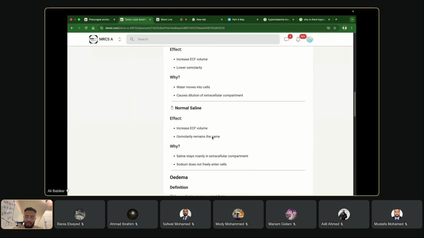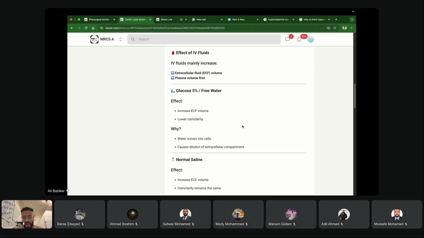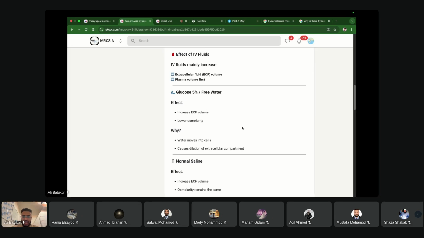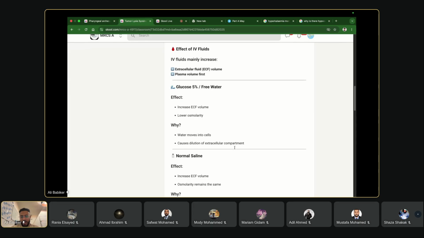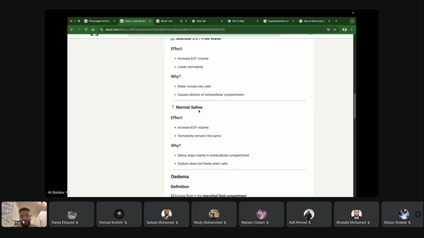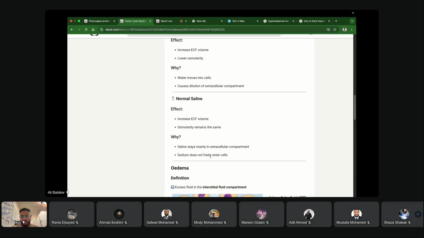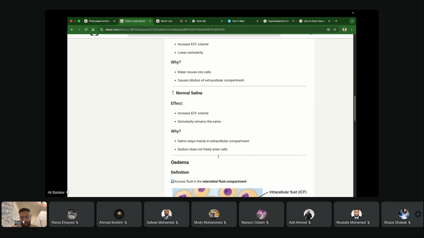Why do we put it here? Because they may ask you about it. So if you gave your patient glucose 5% or free water, this will increase the intracellular volume and will lower the osmolality. Why? Because more water moves into the cell and causes dilution of the extracellular compartment. Very makes sense, doesn't need explanation. Normal saline increases the extracellular fluid volume. However, osmolarity will remain the same because saline stays mainly in the extracellular compartment. Sodium does not freely enter the cell. Okay?